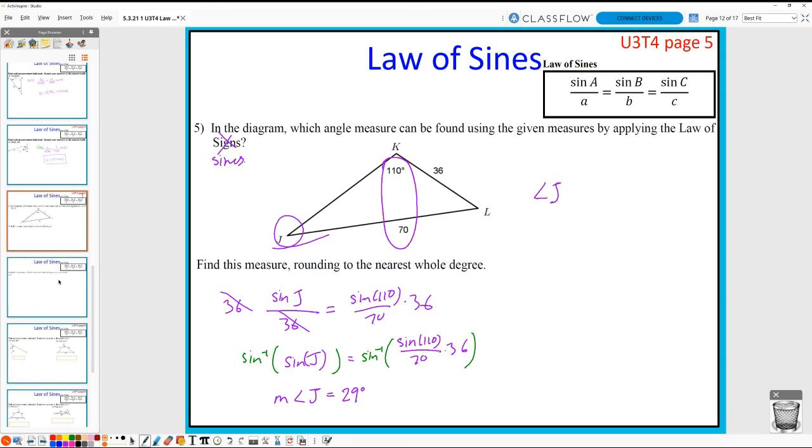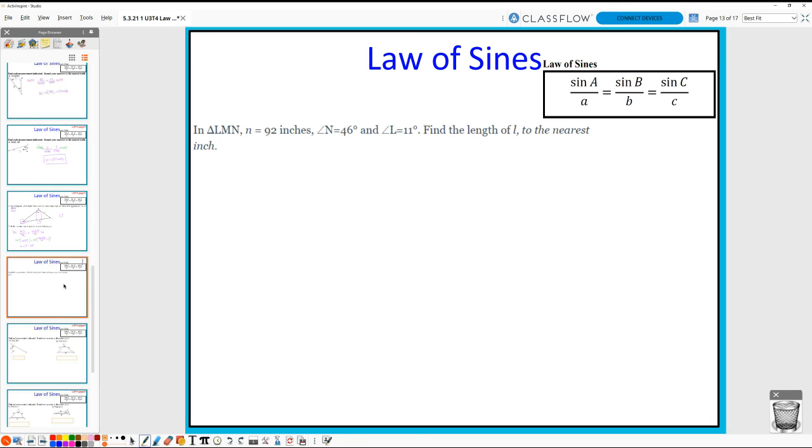Last question, because it is on Delta Math, and I just want to make sure you know what it's talking about. It tells us in triangle LMN, you have a side that's 92 inches, measure of angle N, measure of angle L. We want to find length L. Sketch out LMN. Any triangle is fine, it doesn't really matter. I got L, M, N.